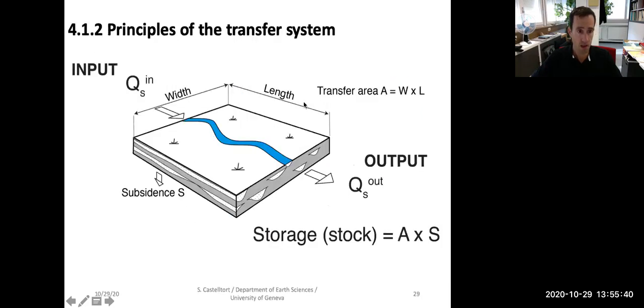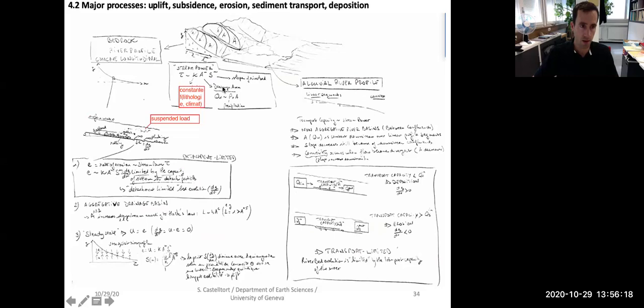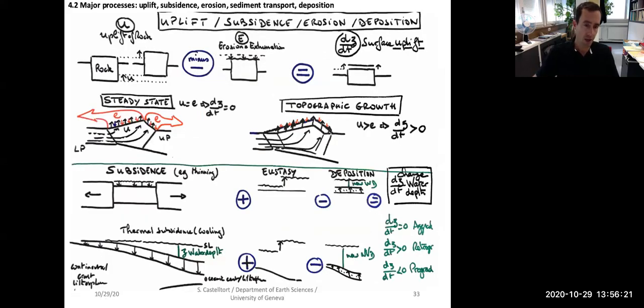This is just going to be some elements, and how these elements can be put in the context of source to sink and environmental signals. So I tried to do a planche again by hand of uplift, subsidence, erosion, deposition, the links between all of this. There's going to be more of processes in this one, but these are the large scale principles that I want you to remember.